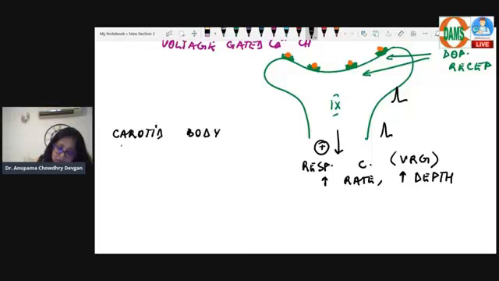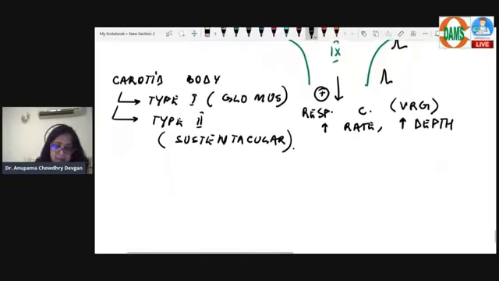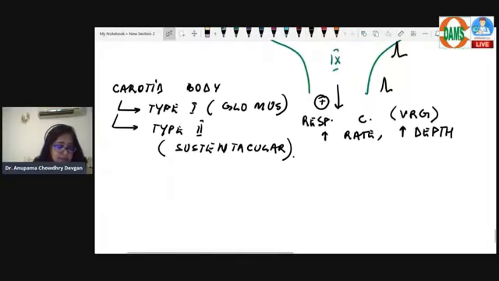See, the carotid bodies have type 1 cells, which are known as the glomus cell, and they also have the type 2 cell, which is also known as the sustentacular cell. Sustentacular means supporting cell. Supporting cell, right?